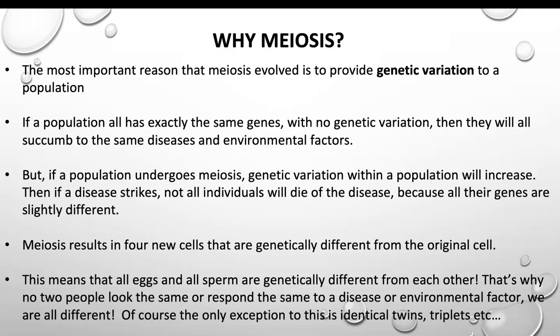Meiosis results in 4 new cells that are genetically different from the original cell. This means that all eggs and all sperm are genetically different from each other, and that's really important, and that's why you look slightly similar but also not the same as your parents, and also you look slightly different to all of your siblings and the rest of your family. Okay, of course the exception there is if you have an identical multiple birth like twins or triplets.